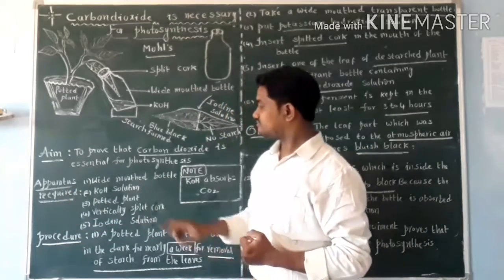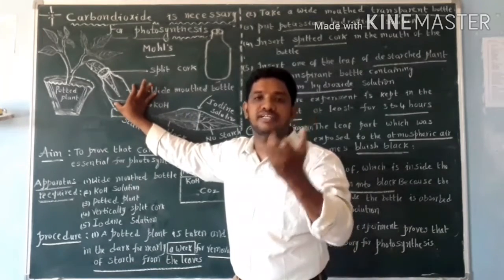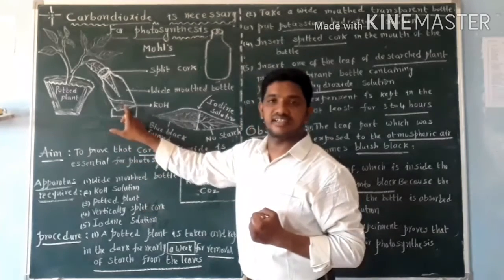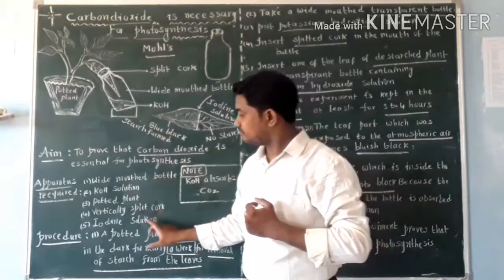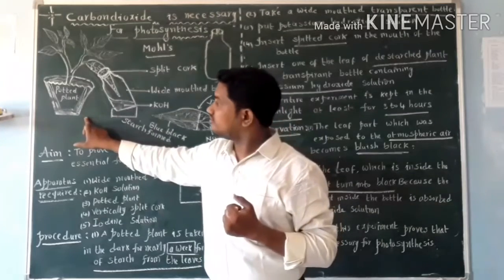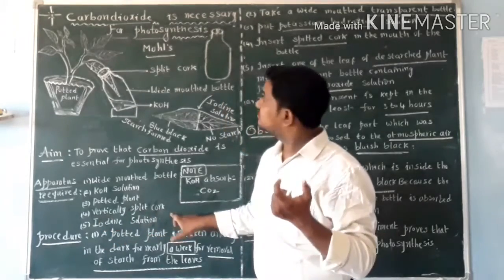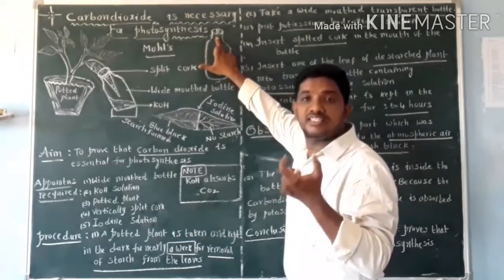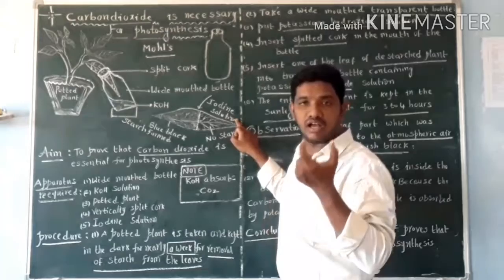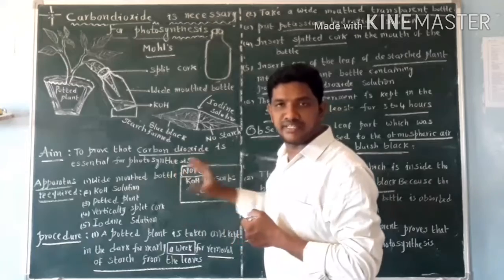Apparatus required: a wide mouth bottle. This is a wide mouth transparent bottle. KOH solution. This is a KOH solution. A potted plant. This is the potted plant. A vertically split cork. This is a vertically split cork. Iodine solution. This is iodine solution. These are the materials required to do this experiment.